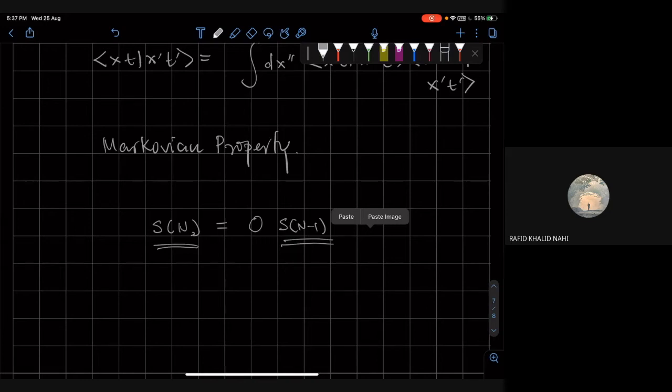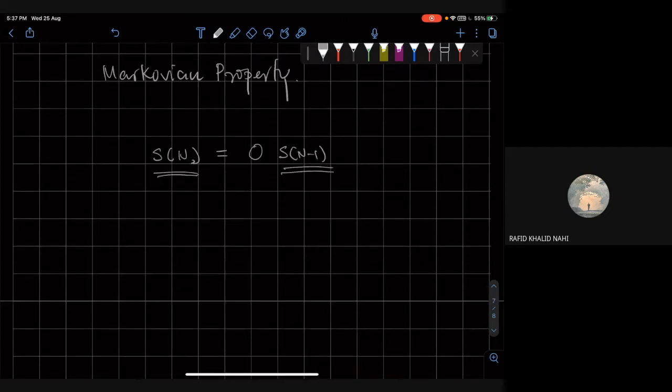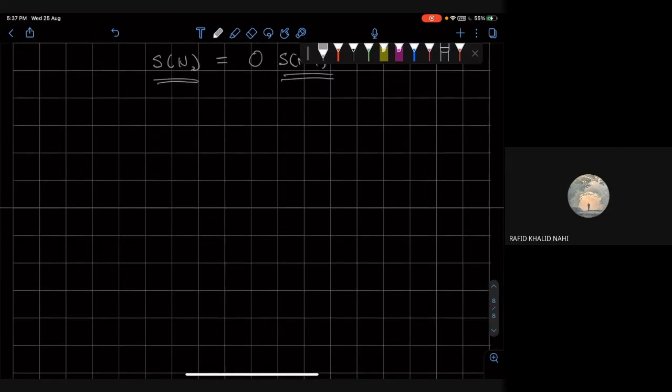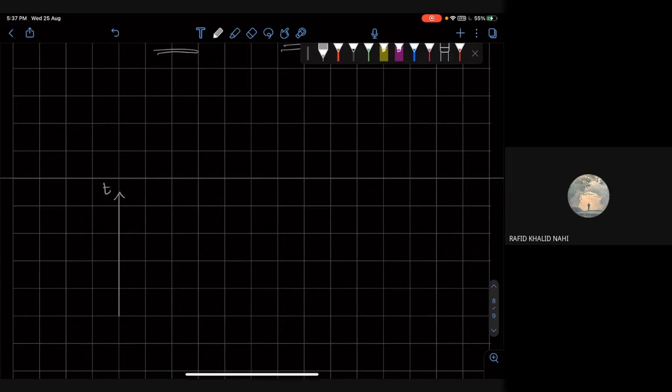So we can represent this equation graphically. And the graphical representation would be something like this. So along the y-axis, you've got time. Along the x-axis, you have space. And suppose that this is your initial position, x prime at t prime. And this is your final position, at x at time t.